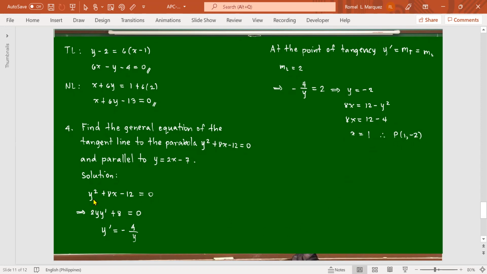If you check it in the parabola, 4 plus 8 minus 12 is equal to 0. Okay. So the tangent line now is given by y minus negative 2 is equal to 2, because the slope of the line is equal to the slope of the tangent, times x minus 1. So getting 2x minus y minus 4 is equal to 0. Okay, that's it.